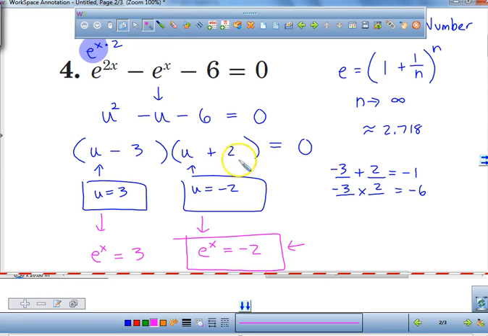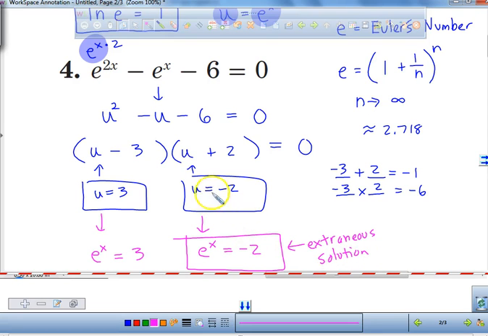So knowing that it's never going to be negative, you need to understand when to stop working on a problem. Whenever you get e to the x equals a negative number, just stop working on it. Don't work any further. That's an extraneous solution. Don't use it. We are going to work with this part. We can finish this part.